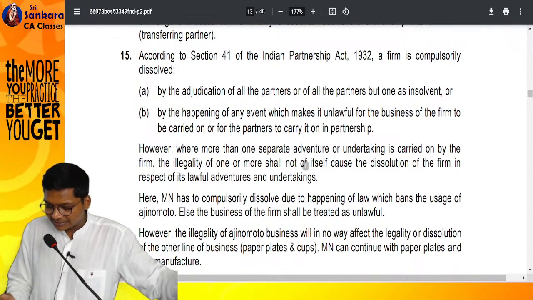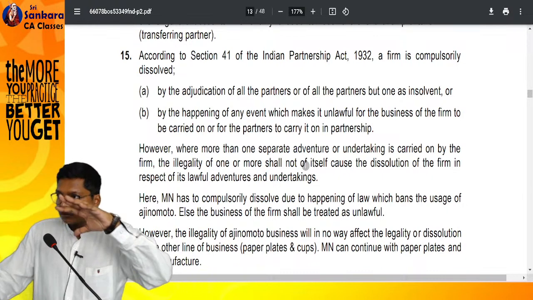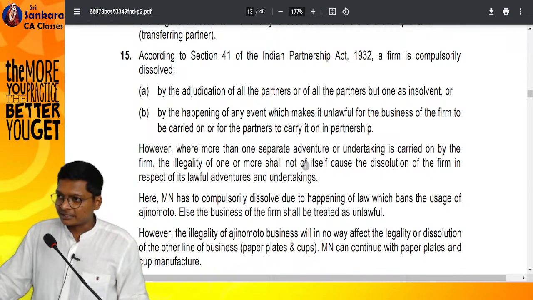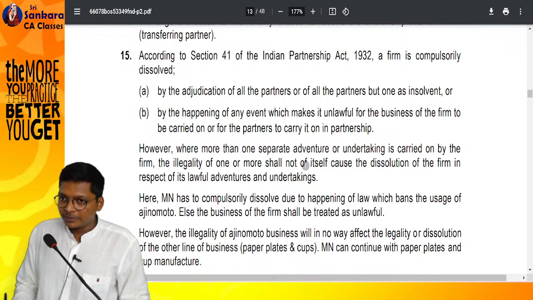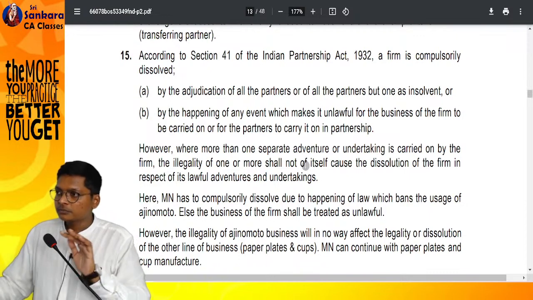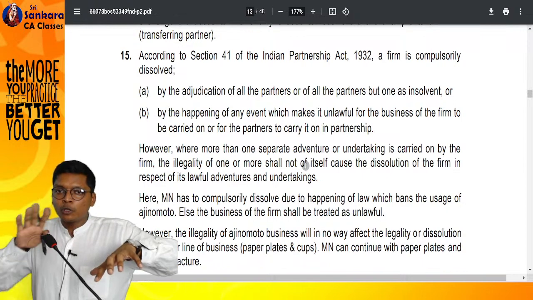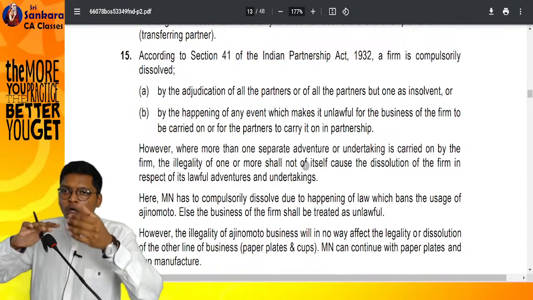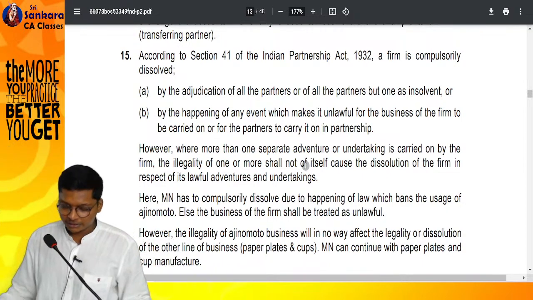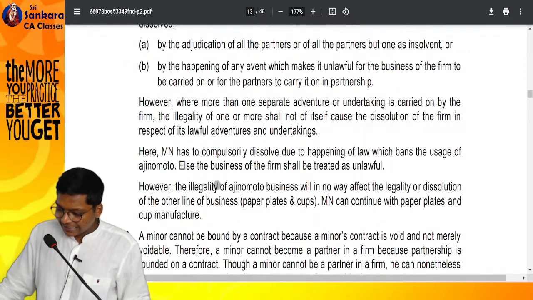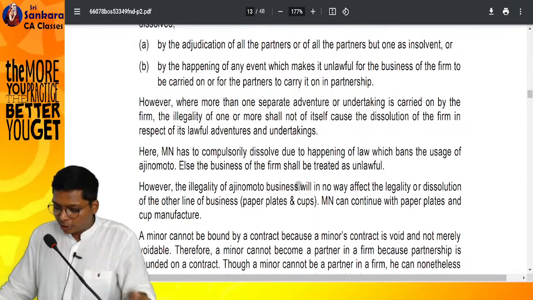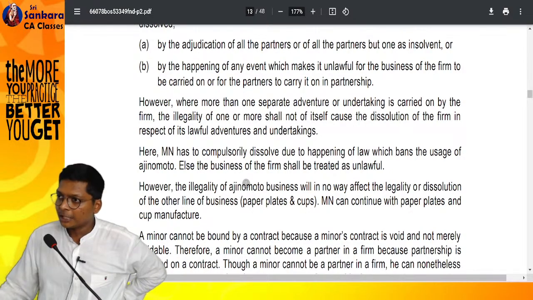The implication is you have to shut down what? Ajinomoto business. If you don't shut down Ajinomoto business, can I continue other one? No. Understanding the point: if you shut down Ajinomoto, business can continue. If you don't shut down Ajinomoto, close the whole business. That's what they're trying to communicate. Illegality of Ajinomoto will not affect the legality of other business. Are you able to follow, guys?